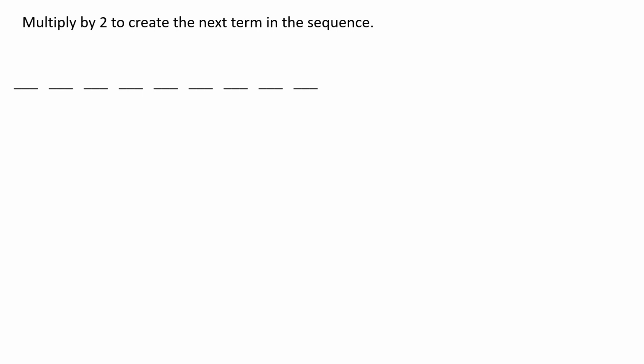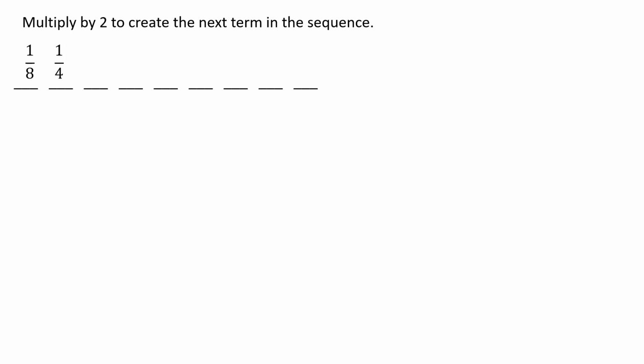Okay, assuming that everyone's got a paper in front of them, I'm going to put 1/8 as the very first term, okay? Now, the directions say multiply by 2 to create the next term in the sequence. So 1/8 times 2. What is 1/8 times 2? Well, that would become 2/8, which reduces to be 1/4.